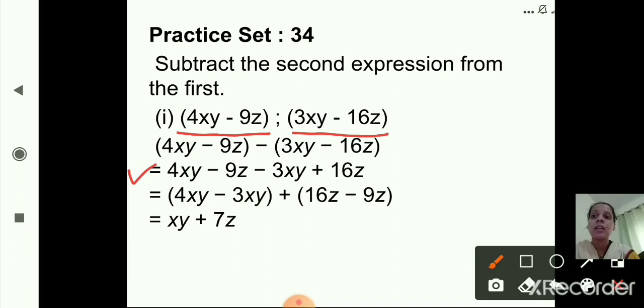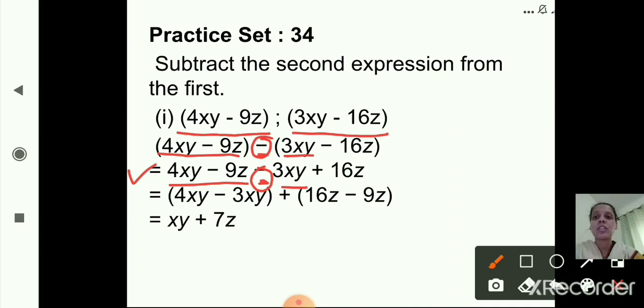4xy minus 9z, this we will write down as it is. Only for the second bracket, the signs inside the bracket will change. So here it is a minus sign, that we will write as it is, and minus 3xy. Now here it is minus 16z, and it becomes plus 16z. Why? Because outside the bracket there is a minus sign, and inside the bracket there is a minus sign. So minus minus becomes plus. You will not write minus 16z, as outside the bracket there is a minus sign, so it becomes plus 16z.